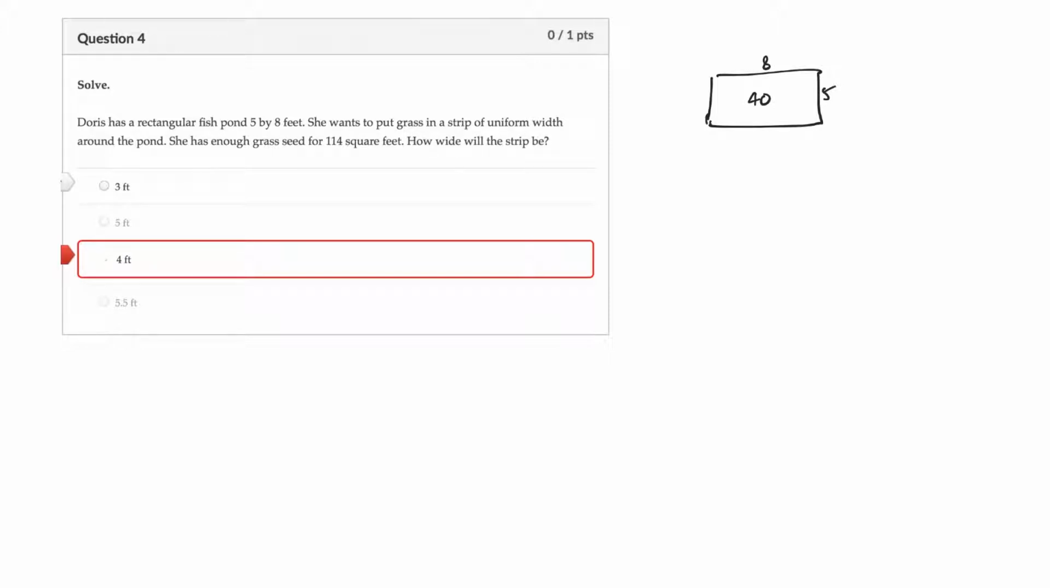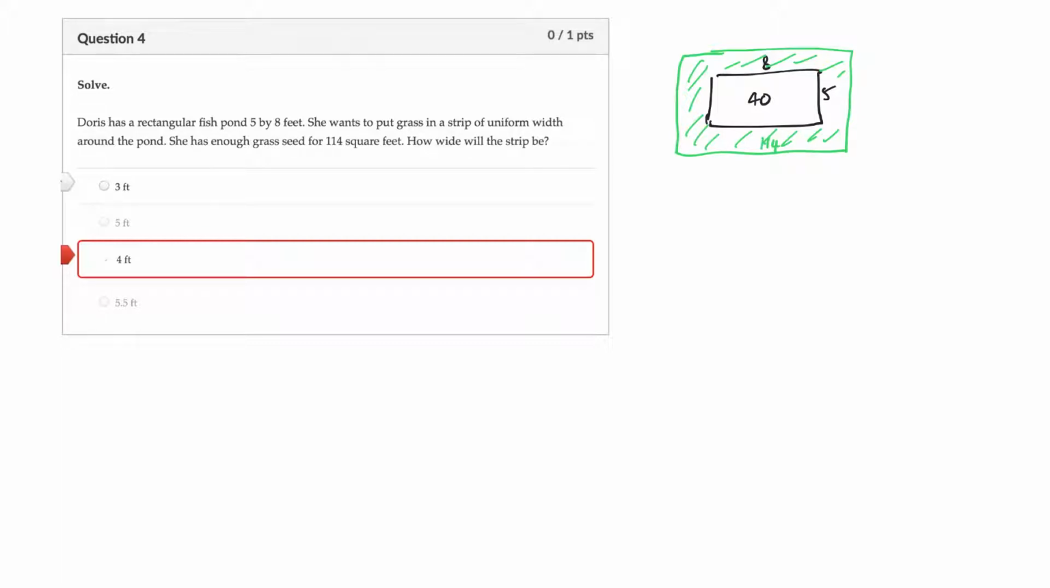Okay, let's go green. So we're putting grass around the pool in a uniform strip. And there's enough grass seed, that's for this part, for 114 square feet. So 114 square feet.